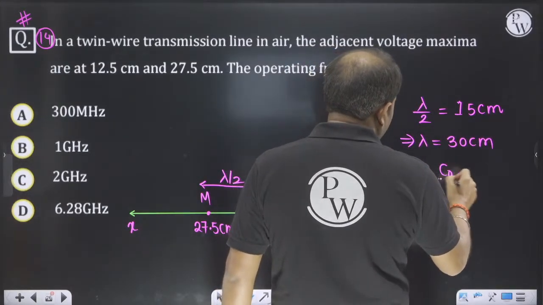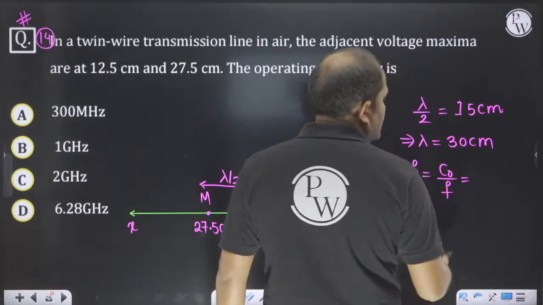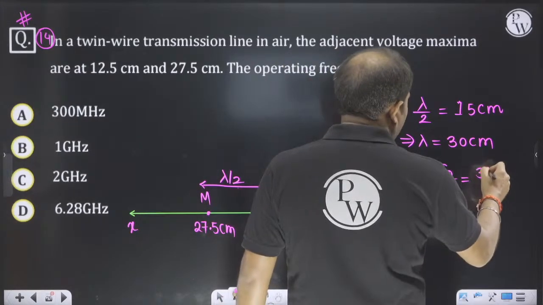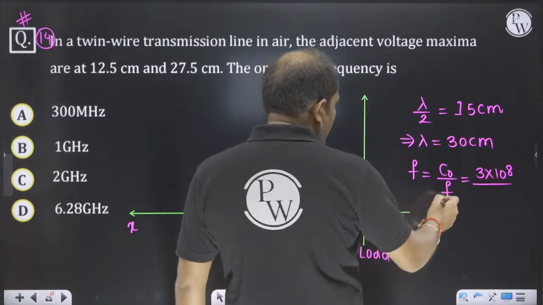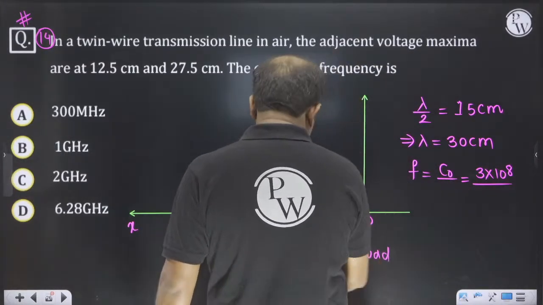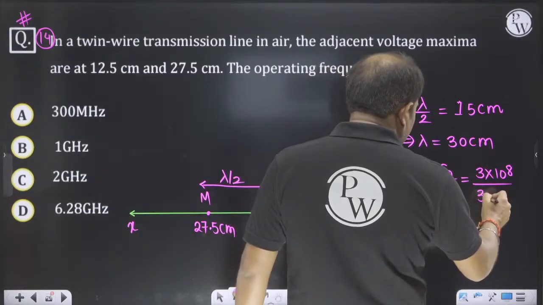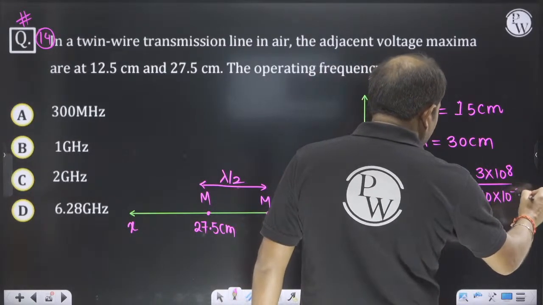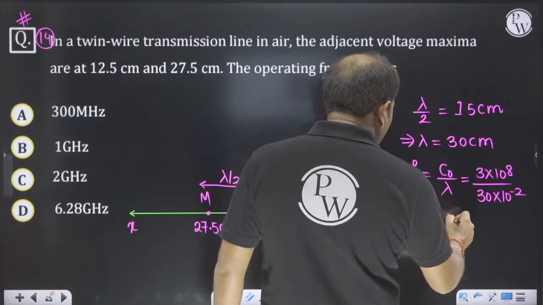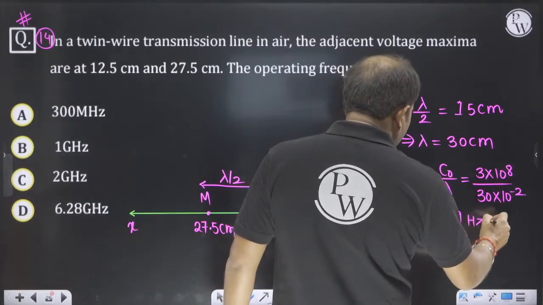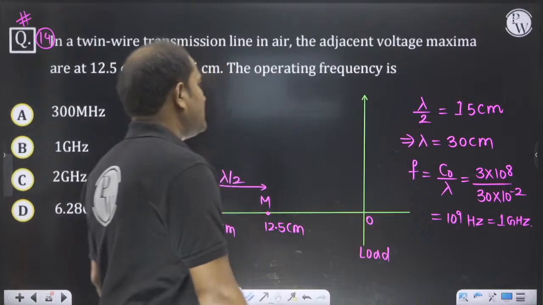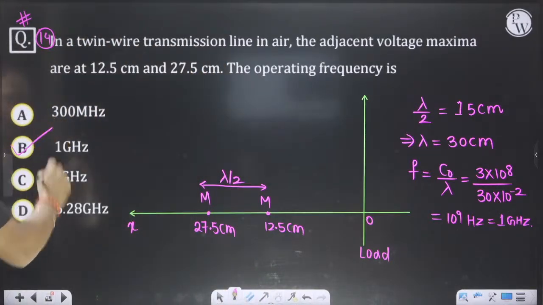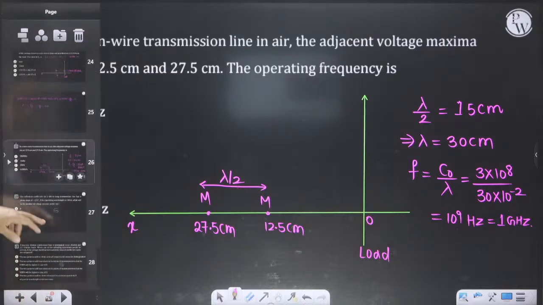Frequency is C0 upon lambda. If Vp is not given, I will take C0 as Vp. So 3 into 10 to the power 8, divided by lambda, which is 30 centimeter, that is 30 into 10 to the power minus 2. So it will be 10 to the power 9 hertz, that means 1 gigahertz. Our answer will be 1 gigahertz. Option B is correct.